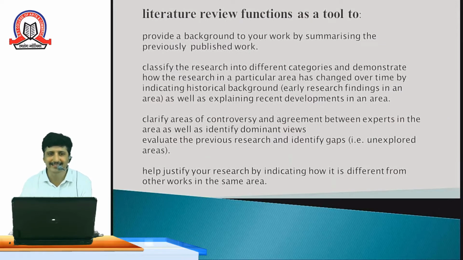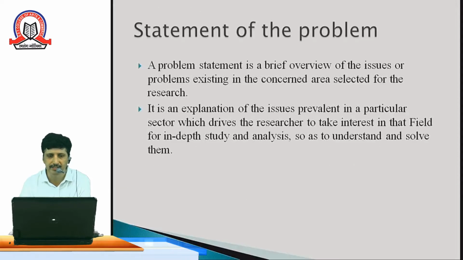So literature review functions as a tool to provide a background to the work by summarizing previously published work, and to classify the research into different categories and demonstrate how the research in a particular area has changed over time, by indicating historical background, early research findings in an area, as well as explaining recent developments. It clarifies areas of controversy and agreement between experts in the area, identifies dominant views, evaluates the previous research and identifies gaps, that means the unexplored areas, and helps justify your research by indicating how it is different from other works in the same area.